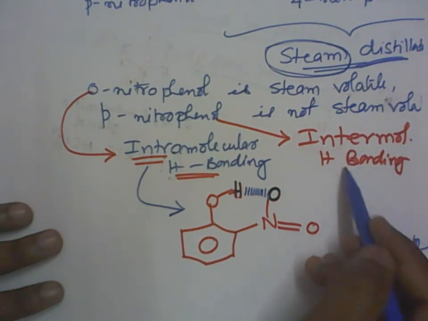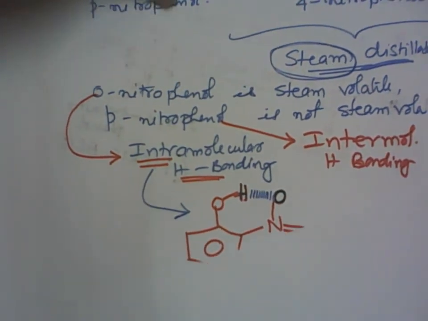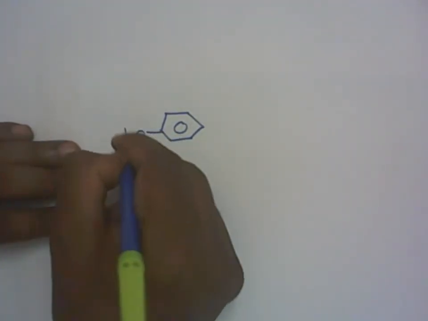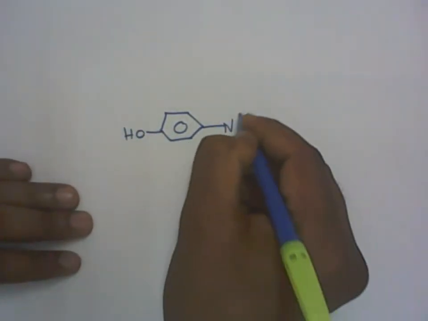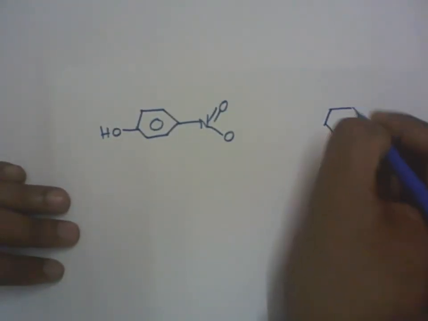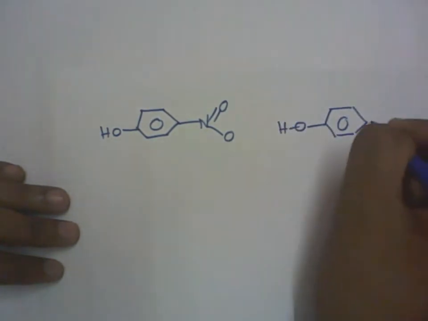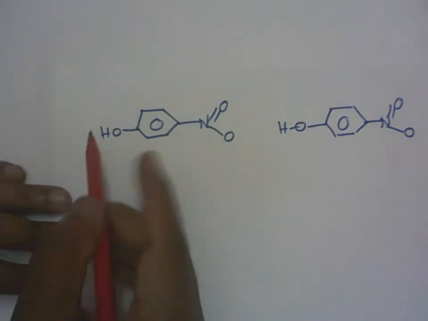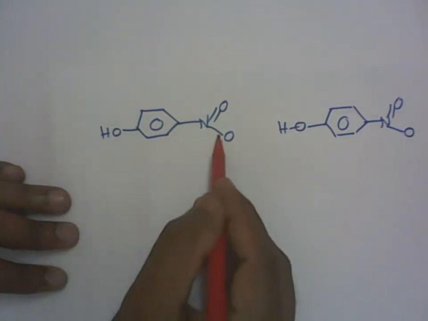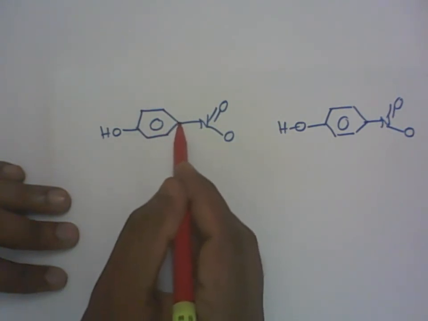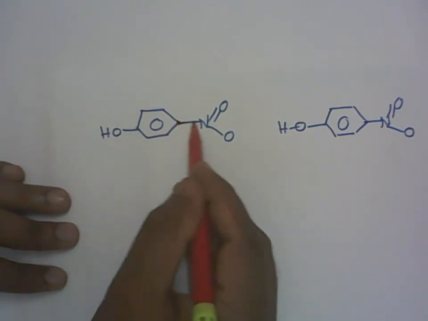What do you mean by intermolecular hydrogen bonding? Hydrogen bonding between two molecules. Now I will rotate the structure. Benzene ring with the OH. At its para position we have N, double bond O, single bond O. First molecule, second molecule like this: OH is attached, then N, double bond O, single bond O. Now, this hydrogen cannot interact with the oxygen. The distance is more. It cannot bend like this, because it is perpendicular to this carbon atom.